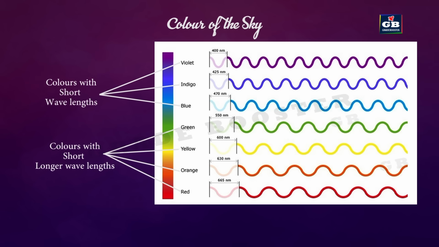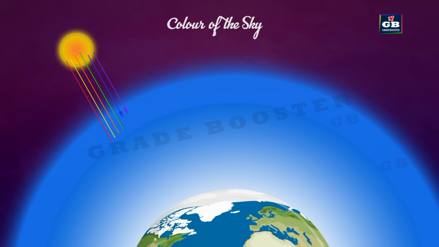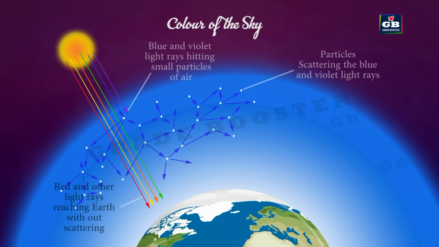When sunlight enters the Earth's atmosphere, it encounters tiny particles and molecules. Blue and violet light rays have shorter wavelengths and are scattered more by these small particles. Because of the short wavelength, they are more scattered compared to the other light rays, than longer wavelengths like red and yellow. As a result, when sunlight enters the atmosphere, the blue and violet wavelengths are scattered in all directions by these particles. It makes the sky appear predominantly blue during the daytime. This is the reason why we see the sky in blue color.